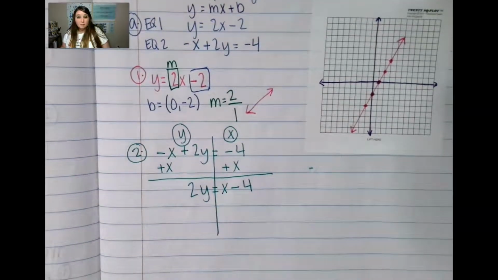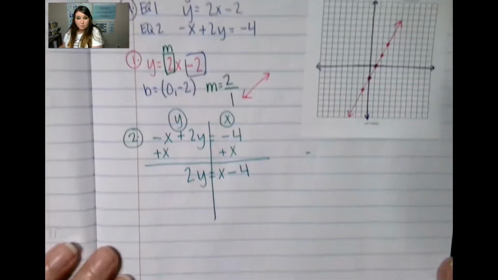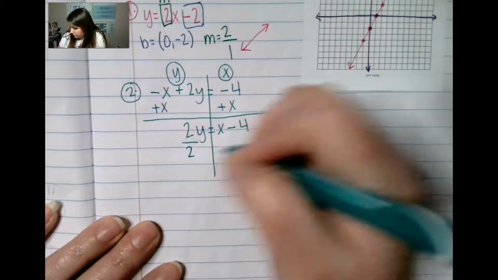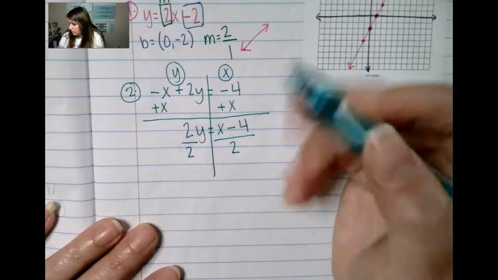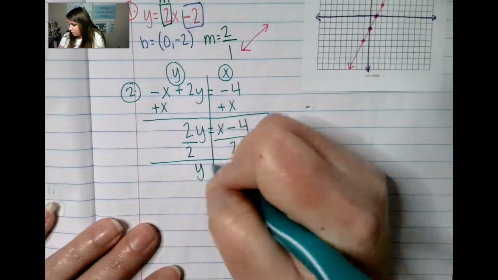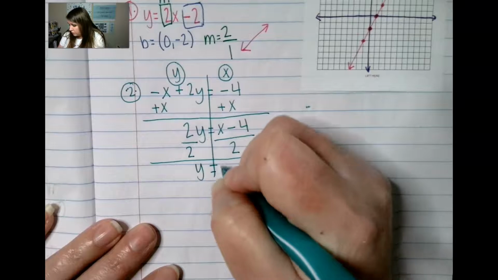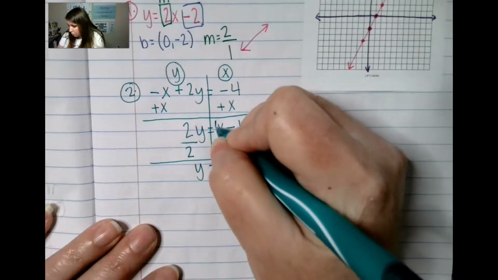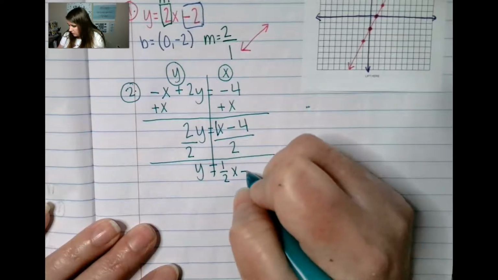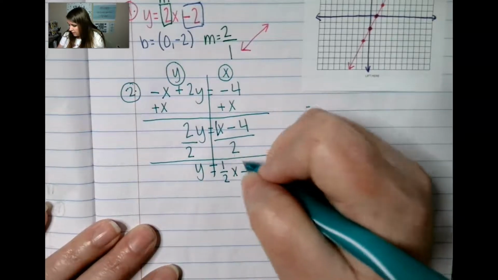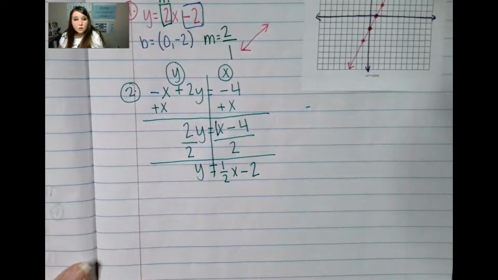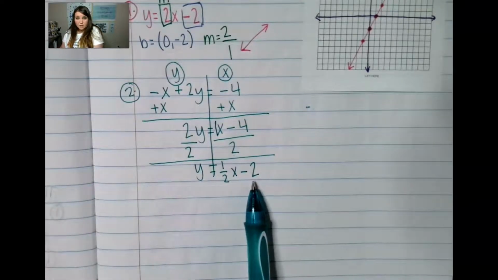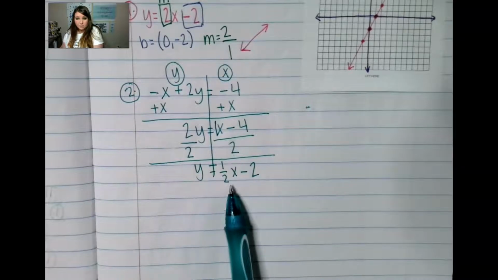All right, I'm going to now divide, right? I want y by itself, so I'm going to divide by 2. Divide by 2. All right, so I now have y equals 1 over 2 x, because x divided by 2 is like saying 1x divided by 2, minus, and then I have 4 divided by 2, which is 2. So my equation that I'm going to graph starts, I have a y equals mx plus b.